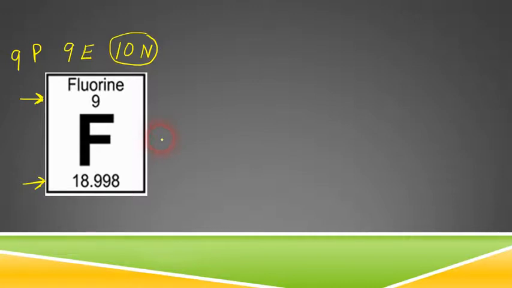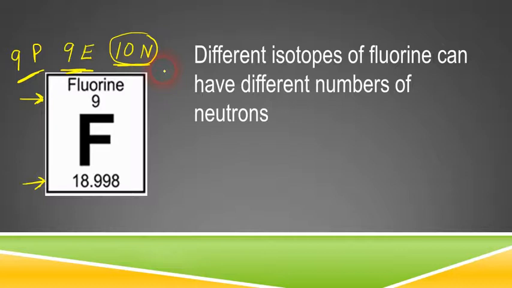So fluorine will always have 9 protons. No matter what you do, fluorine's number of protons can never change. Its number of electrons can never change as long as it's considered an atom. If it does change, it's called something else. We'll learn about that in a later chapter. But the number of neutrons is negotiable. And we know that different isotopes of fluorine can have different numbers of neutrons. And so fluorine could have 11 neutrons, 9 neutrons, maybe 12, something like that.